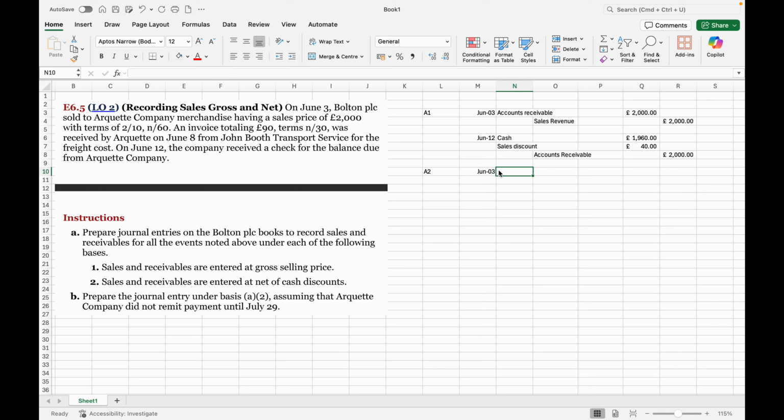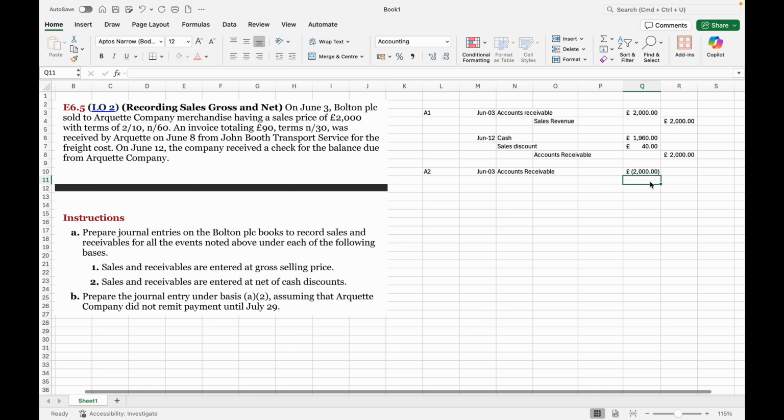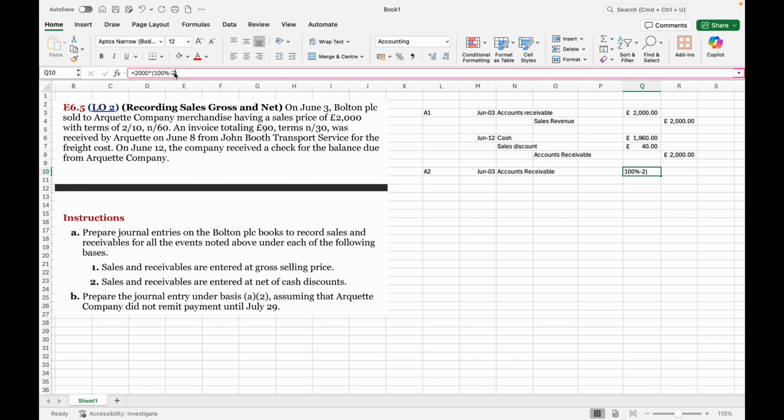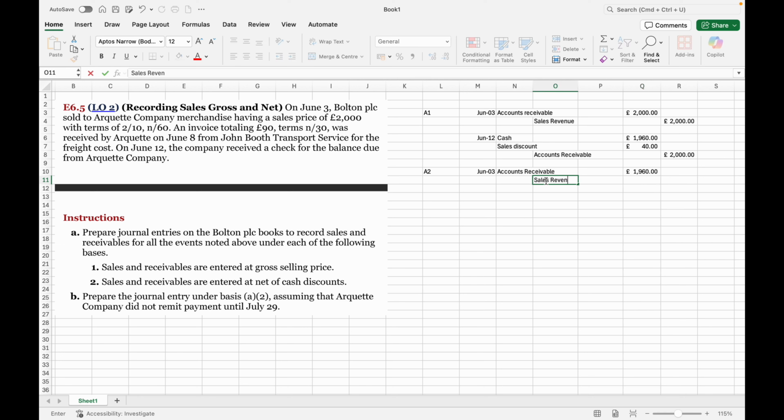So firstly, we will recognize accounts receivable not at 2,000, but at the net of cash discount amount, which is 2,000 pounds multiplied by 100% minus 2%, which is 1,960. And we will do the same with our sales revenue.